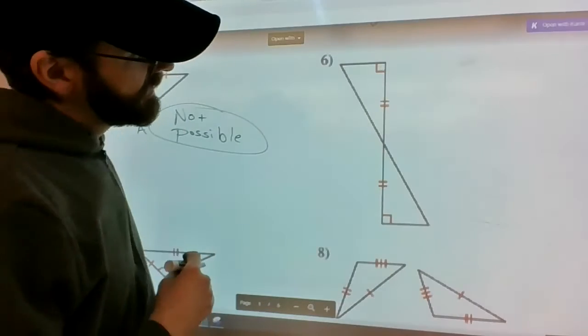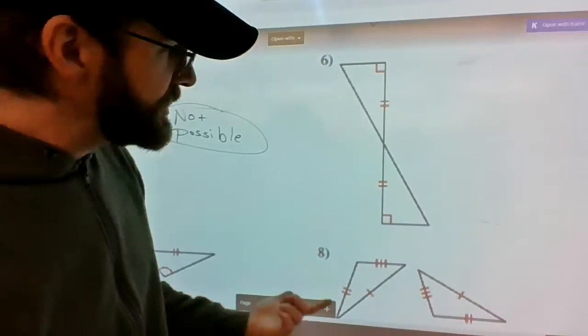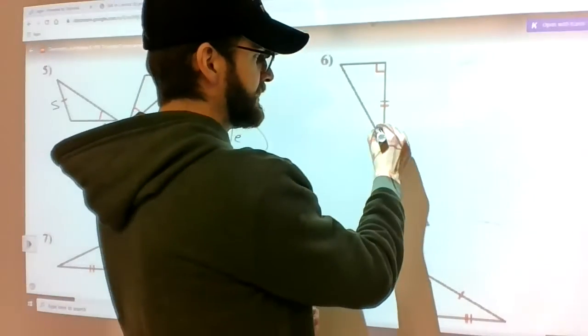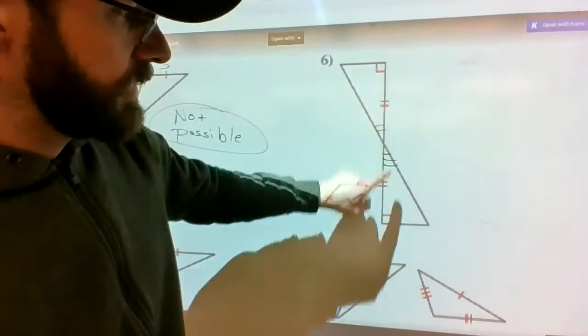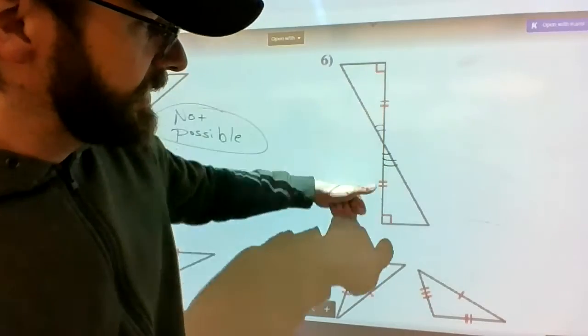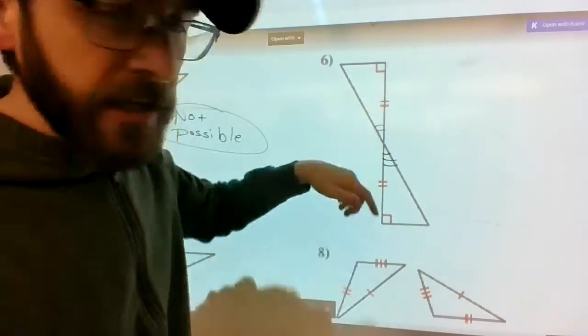Number 6. Looks like we have the one from above in which we just flipped it on its side. So this angle is certainly congruent to that angle. Angle, angle, side, side, angle, angle. Angle, side, angle, yes.